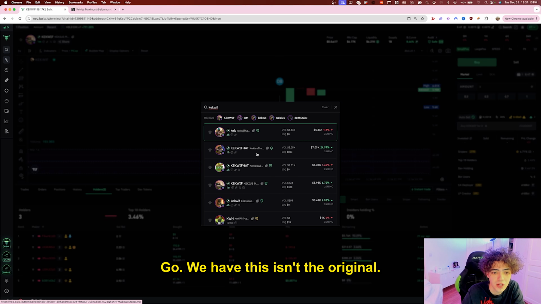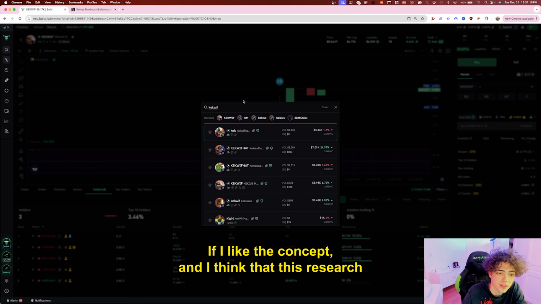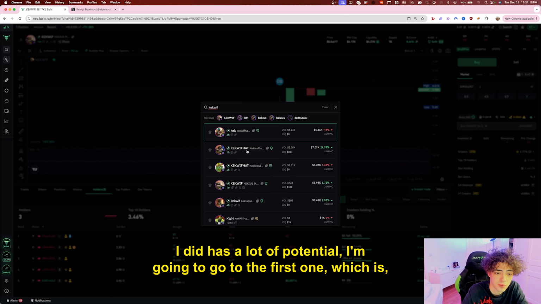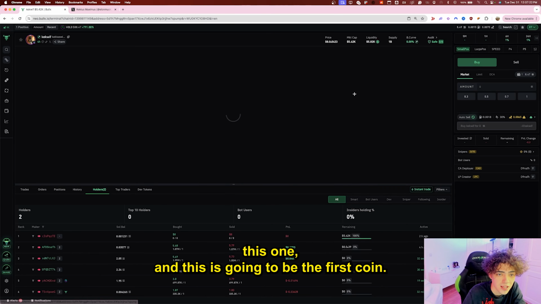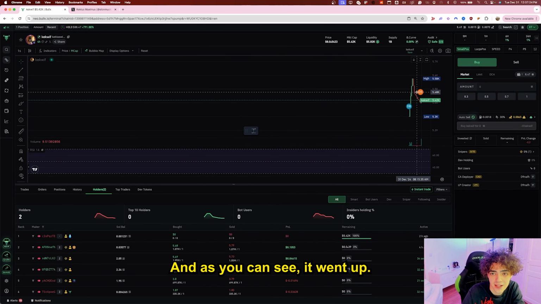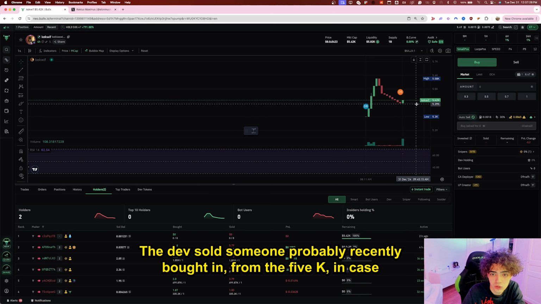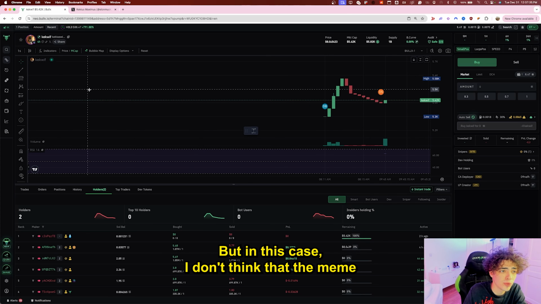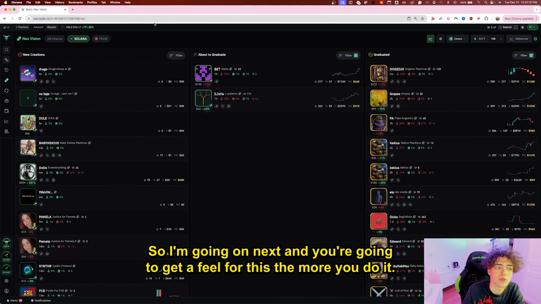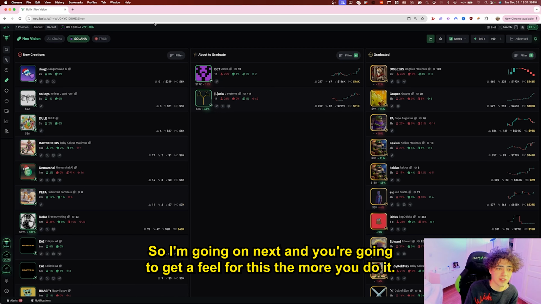This isn't the original. If I like the concept and I think that this research that I did has a lot of potential, I'm going to go to the first one, which is this one. And this is going to be the first coin. And as you can see, it went up. The dev sold. Someone probably recently bought in from the 5K, in case people were doing the exact same thing I did. But in this case, I don't think that the meme has that much potential to grow. So I'm going on next. And you're going to get a feel for this the more you do it.